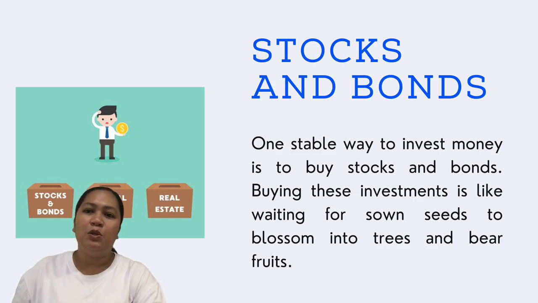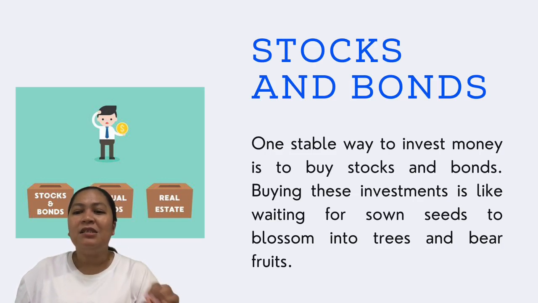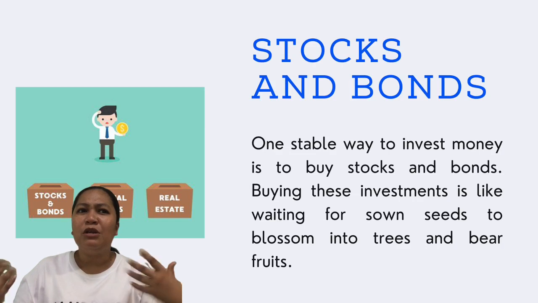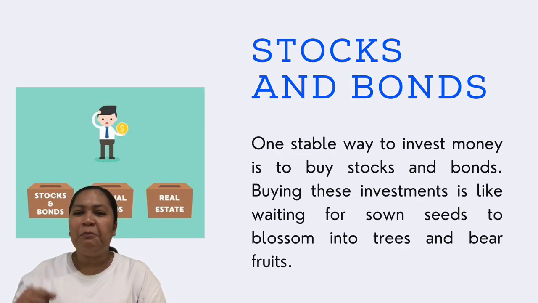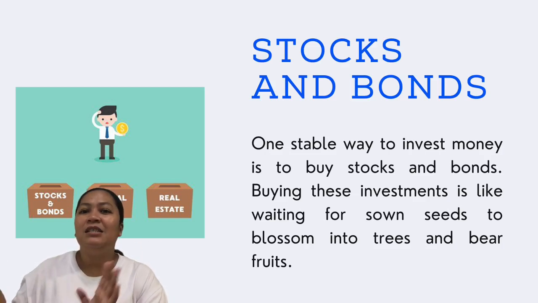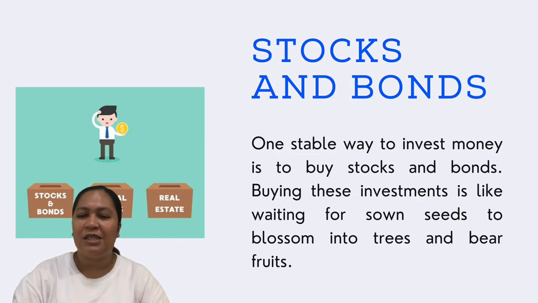First and foremost, what are stocks and bonds? One stable way to invest money is to buy stocks and bonds. Stocks and bonds are actually an investment for entrepreneurs like you. Buying these investments is like waiting for seeds to blossom into trees and bear fruits. It is like planting and waiting until you harvest. That particular harvest is your income from your investment. So that is stocks and bonds.